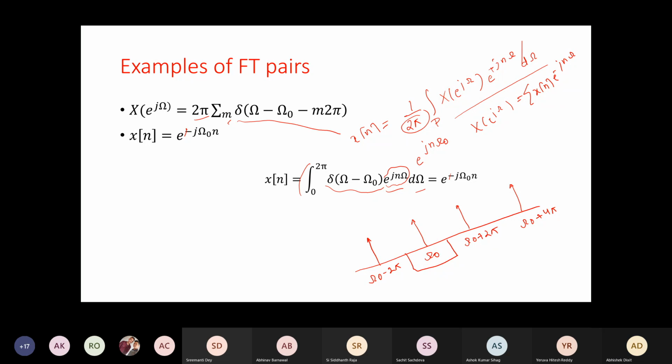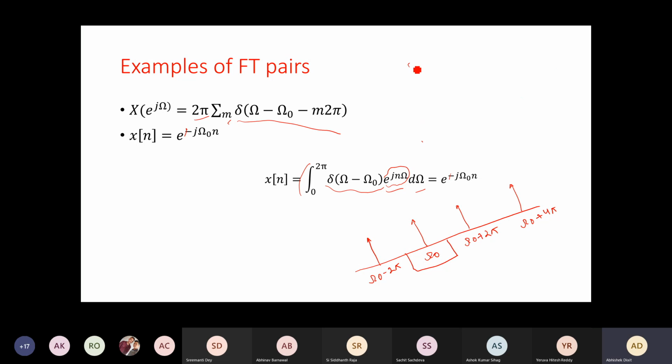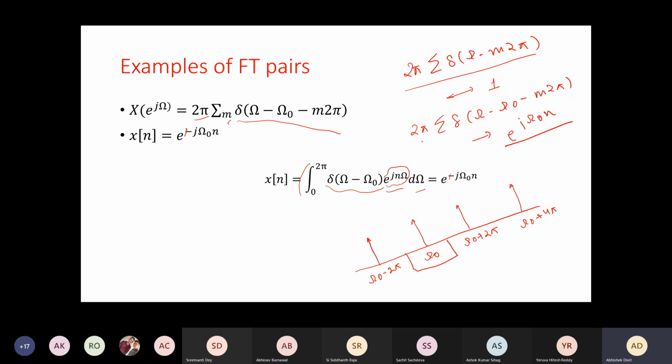So just one more second. Just remember this thing. It's an important thing. If I simply had summation of delta omega minus m 2 pi, what is this Fourier transform? What is x n for this signal? We have already done this, it is 1, right? But for this signal, my x n is this. Okay, just remember this.